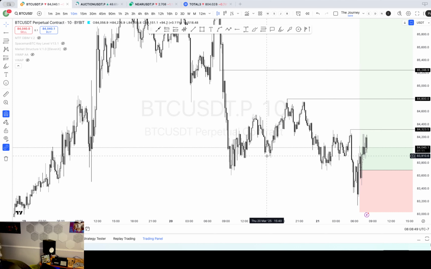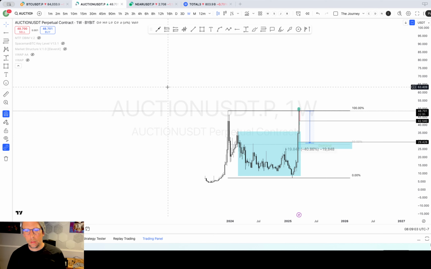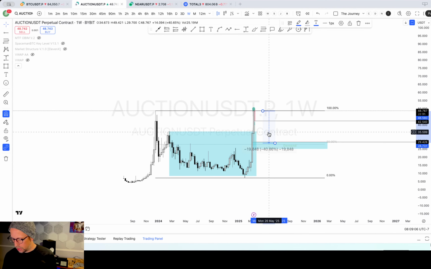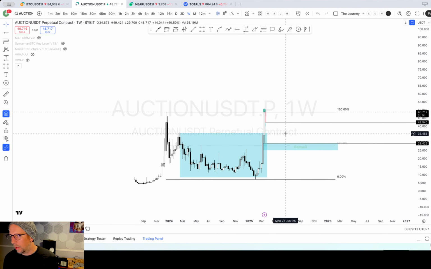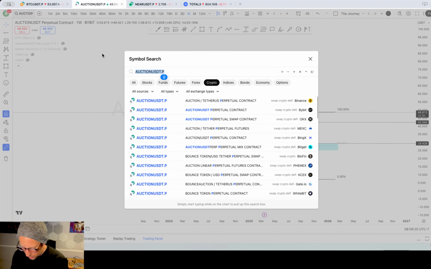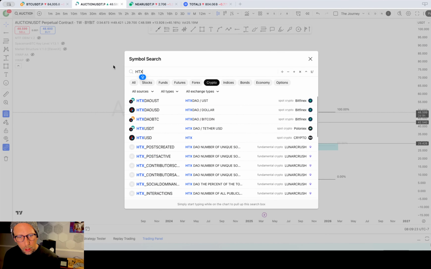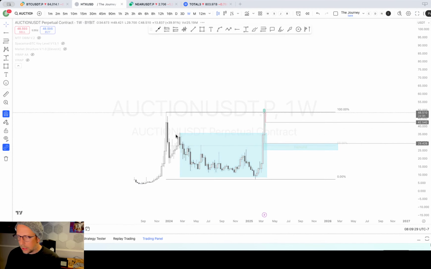Oh wait, what's Tom Lee saying here? Auction is a sell right now, man. I don't know, Tom Lee, I might be missing what you're saying there. The auction is clearly a sell right now. Yeah, and I'm gonna HTX spot now. Is HTX a coin though? Is HTX a coin? It might be HTX USD.